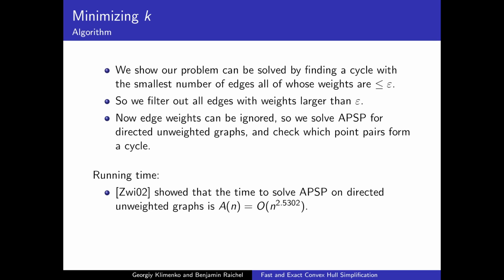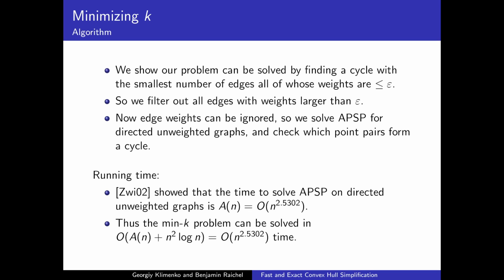For the all pairs shortest path algorithm, we use the result from the paper called all pairs shortest path using bridging sets and rectangular matrix multiplication. The result is that the all pairs shortest path problem on directed unweighted graphs can be solved in time n to the 2.5302. So our problem can be solved in that time as well, because the all pairs shortest path subroutine is our bottleneck.